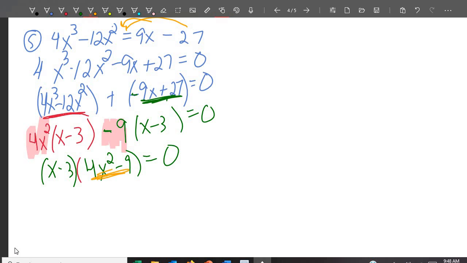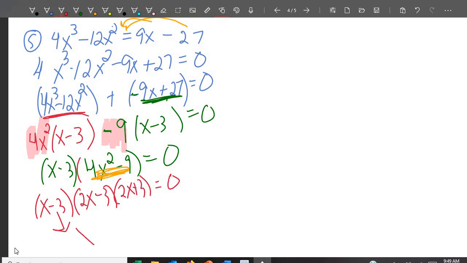This is a difference of 2 squares. It will factor into 2x minus 3, 2x plus 3. Okay, this one, when we set it equal to 0, we're going to get x to be positive 3. So that's one of my answers.